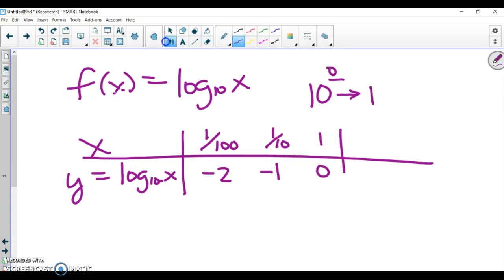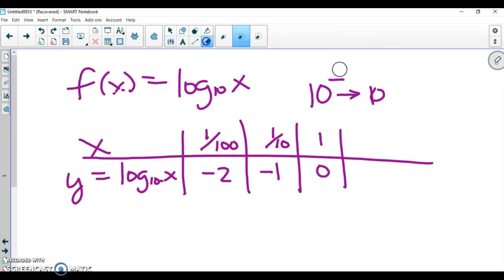So we're accumulating, or piling up, these ordered pairs that we can now plot in order to plot the basic function log of x. These are the easy ones. 10 to what power is 10? 10 to the first power is 10.